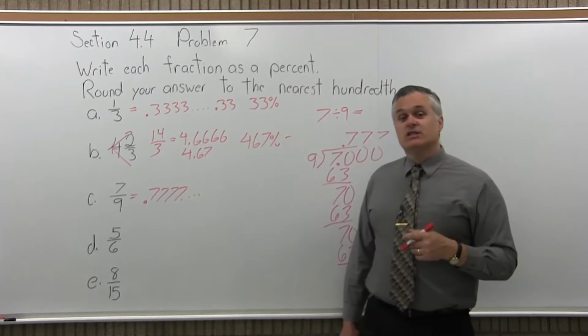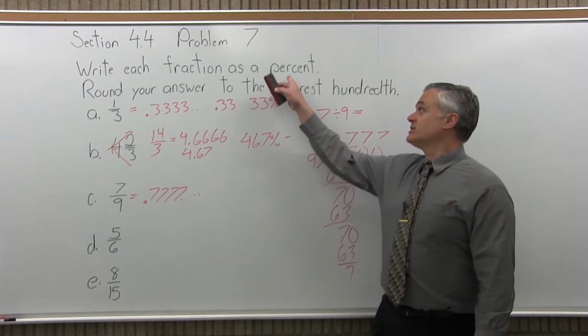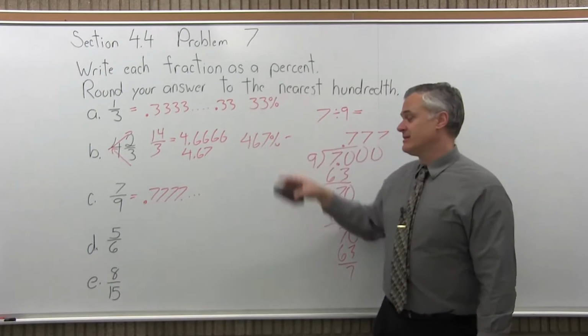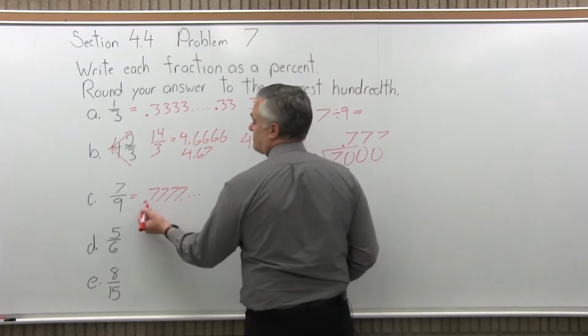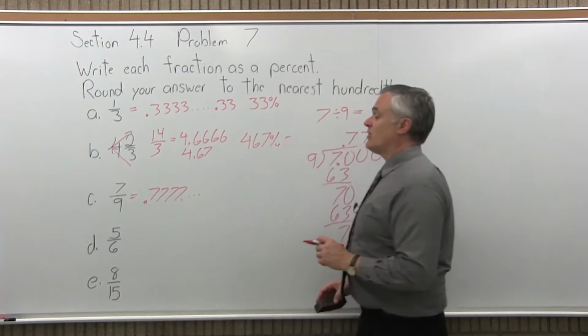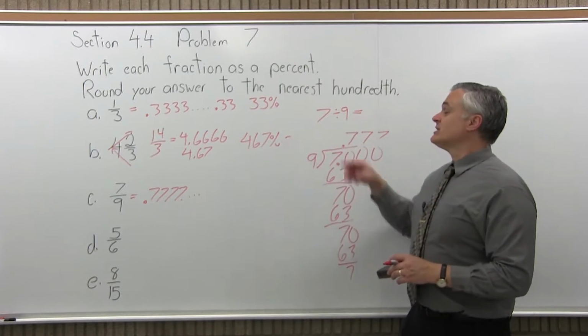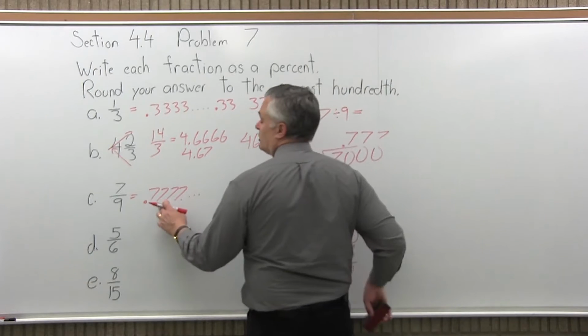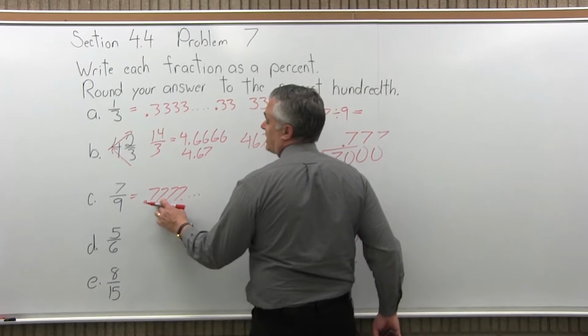Now, that's the answer as a decimal, but the question tells you to write it as a percent. So I need to move the decimal 2 places to the right. Now, it says also round your answer to the nearest hundredth. So 2 positions to the right of the decimal is hundredths.